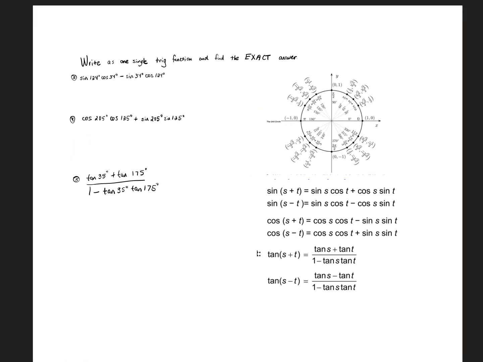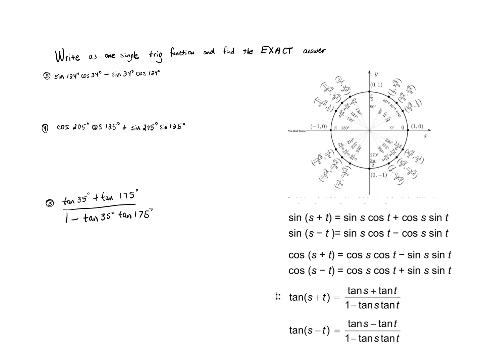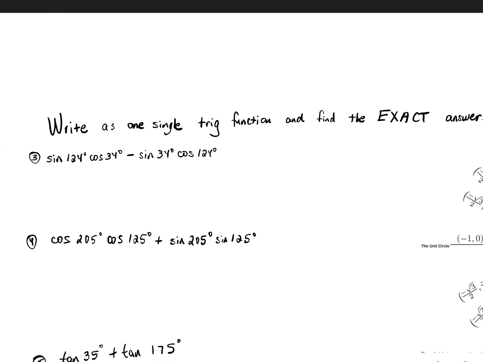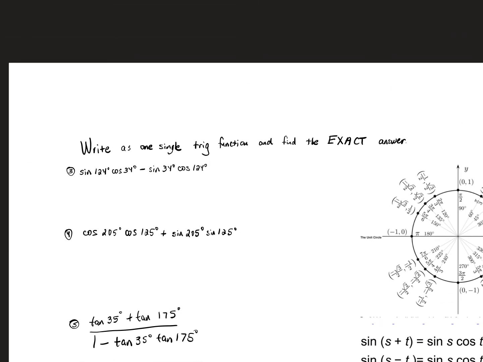All right, last thing I want to talk about. And again, this is going to look like, what? I promise you this is even easier than the last ones we did. The directions say write as one single trig function, then find the exact answer. What you're doing here, guys, is you're working backwards. Perfect. Good job. Who said that? Good for you. Good job.